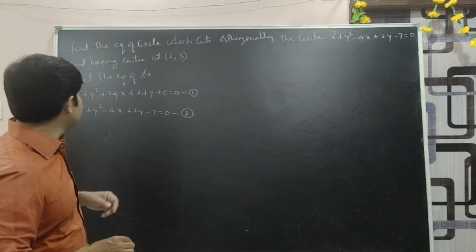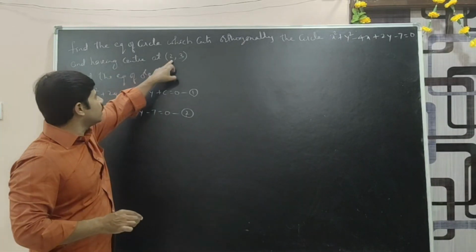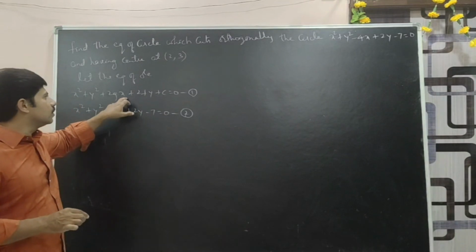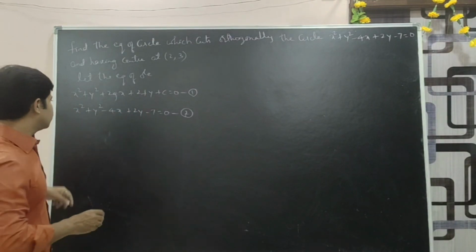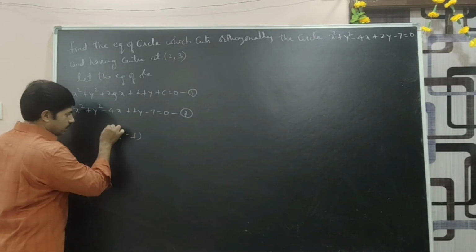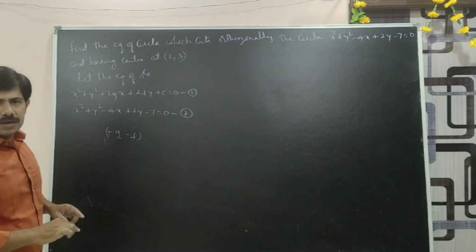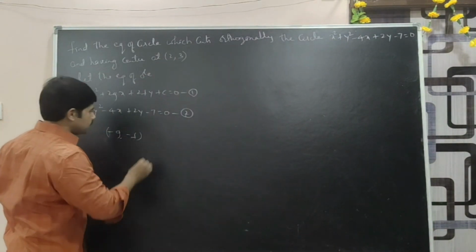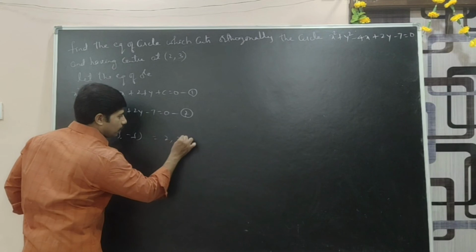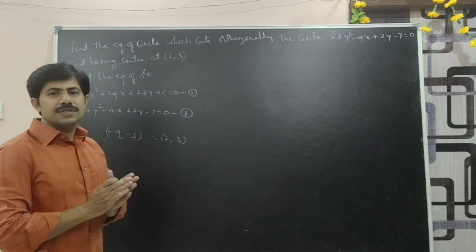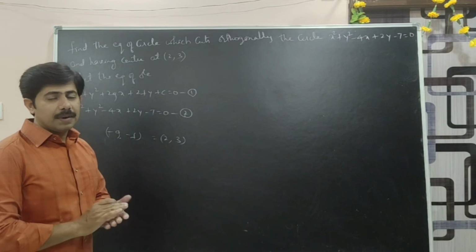Now, one more condition they gave, having the center at (2, 3). So whenever they say center, always refer to the general equation. So what is the center of the circle? Center is (−g, −f). That (−g, −f) is given as (2, 3). So center means what here? (−g, −f).